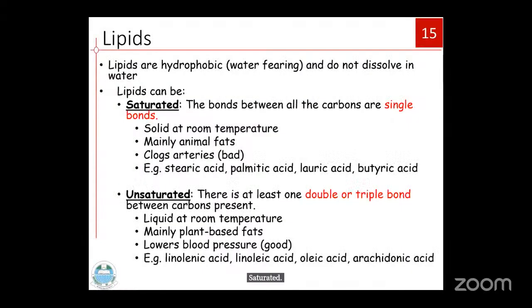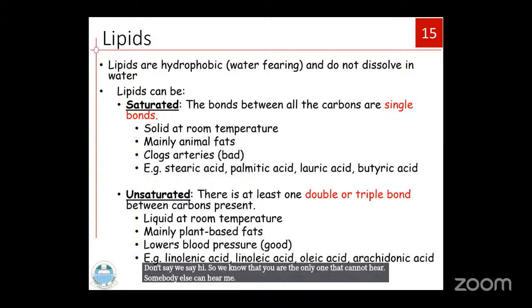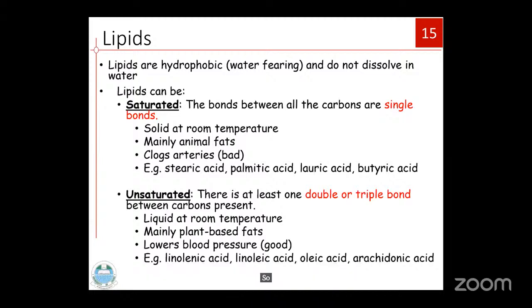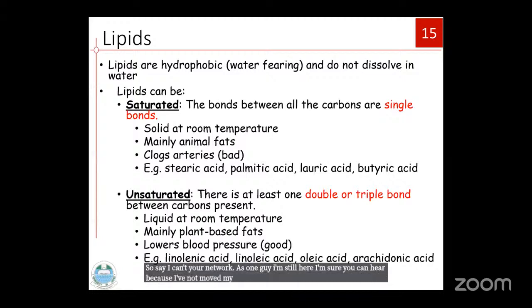Saturated lipids have only single bonds, whereas unsaturated have a double. You can't hear me? Don't say we, say I. Some others can hear me, so say I can't hear you, it might be your network. As long as I'm still here, I'm sure you can hear because I've not moved my mic. If you can't hear me, it's your network. Please don't disturb us with that. Thank you.